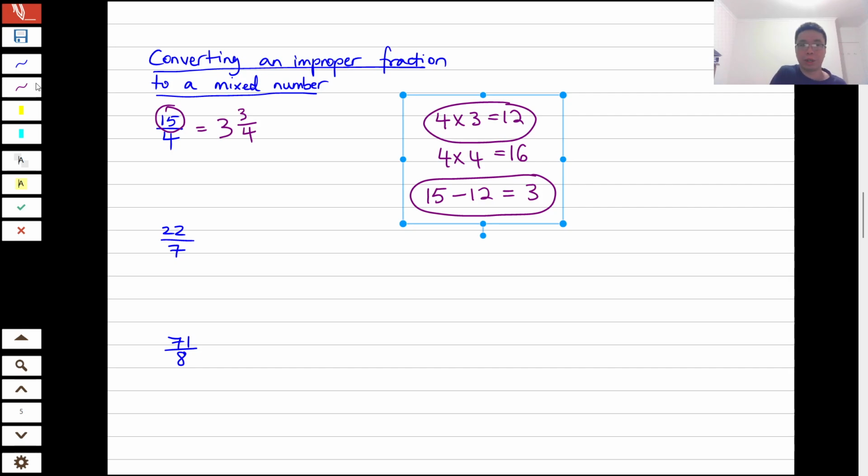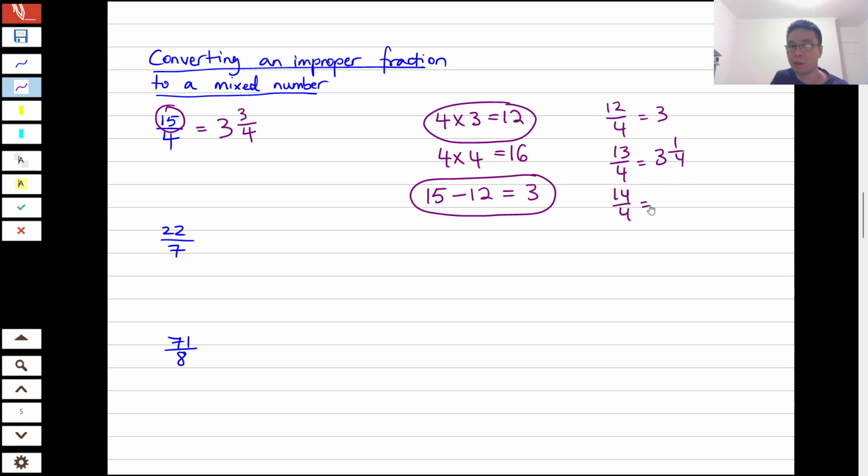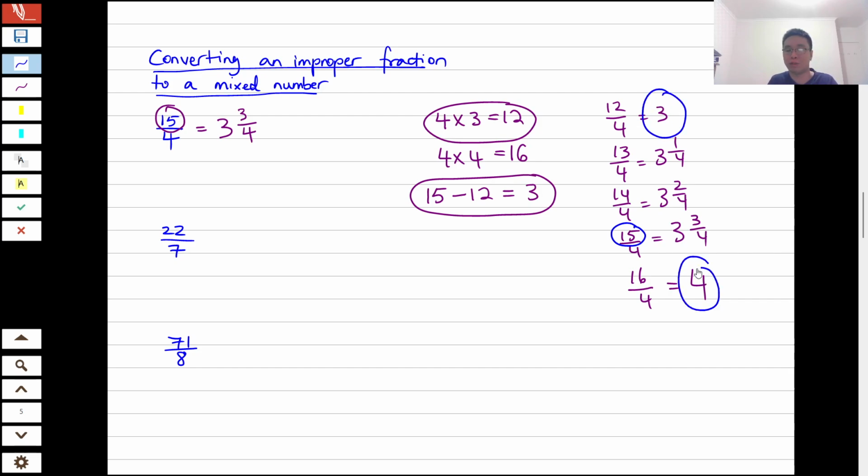If it helps, what I'll do is I'll write on the side that 12 on 4 is 3, which means 13 on 4 is 3 1/4. 14 on 4 is 3 2/4, and 15 on 4 is 3 3/4, and 16 on 4 is 4. Since the number 15 was between 12 and 16, I know that the number is going to be between 3 and 4. And that's why the whole number part is 3. I hope that by writing all of that out, it's helped you to see what's happening.